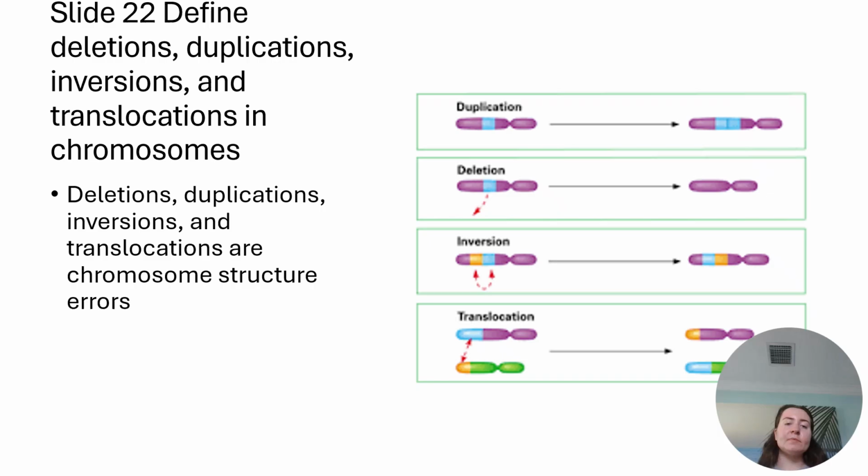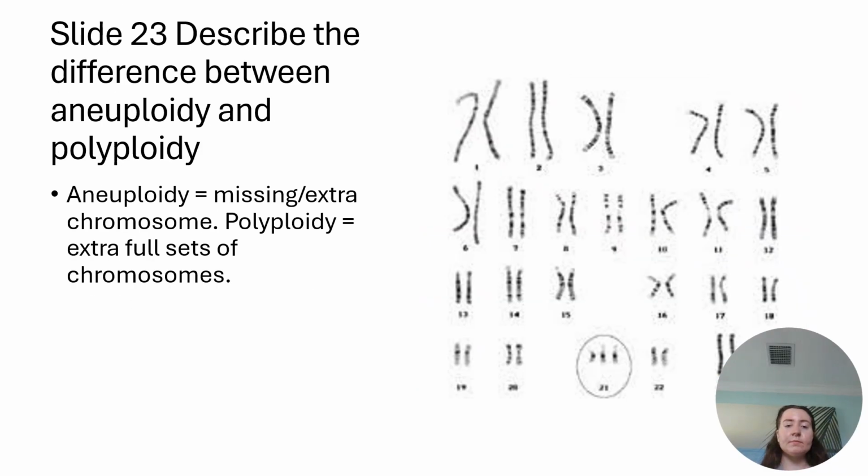22. Define deletions, duplications, inversions, and translocations in chromosomes. Deletions, duplications, inversions, and translocations are chromosome structure errors. You can see it all breaking down over there. 23. Describe the difference between aneuploidy and polyploidy. Aneuploidy equals missing or extra chromosome. Polyploidy is extra full sets of chromosomes, and you can see all the sets of chromosomes on the slide.